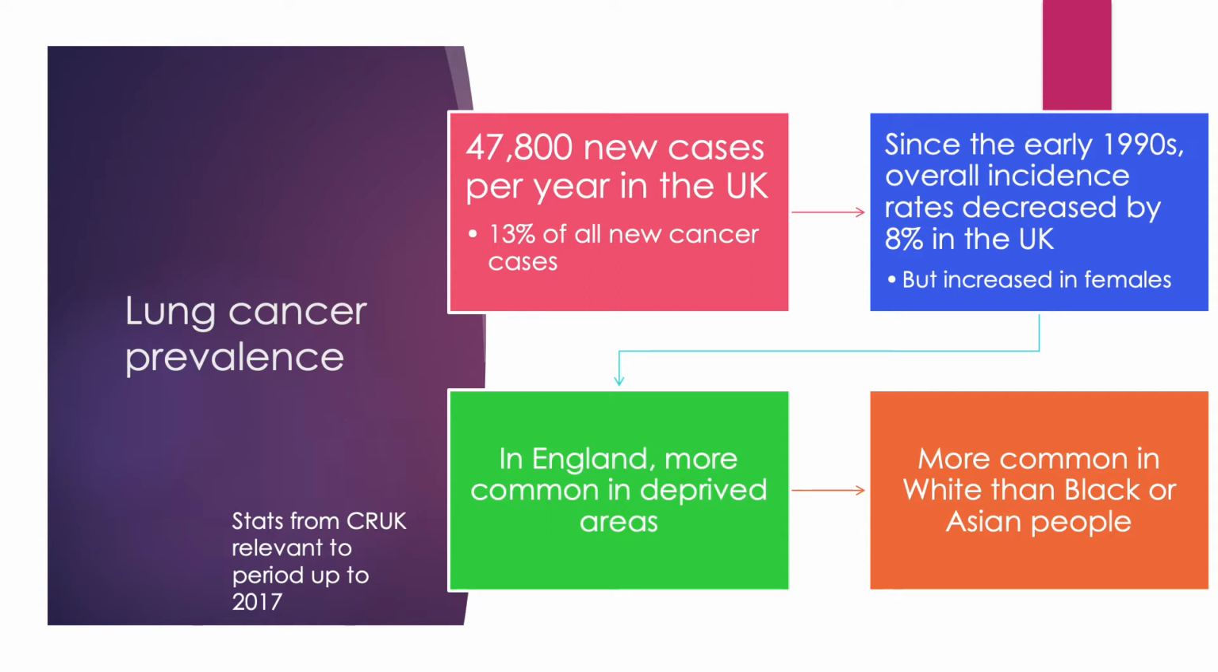There does also seem to be a clear relationship between wealth and smoking rates, with more cases being seen in poorer, more deprived areas of the UK. And there also seems to be some sort of demographic difference when we compare white populations to black or Asian populations, with white populations having higher rates of lung cancer than the others. So let's now have a closer look at some of the other factors that affect an individual's risk of lung cancer.